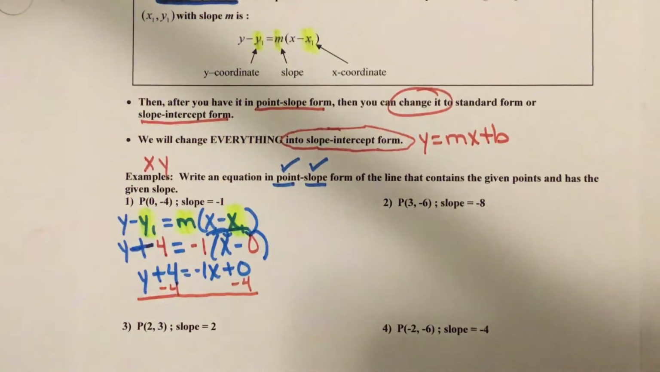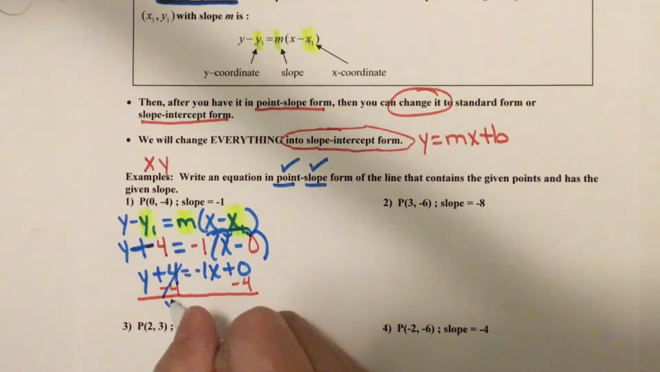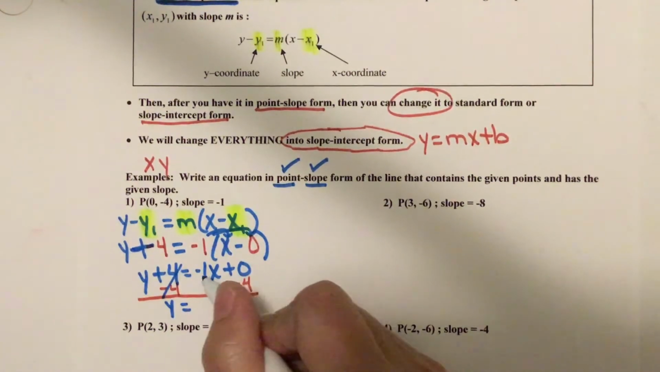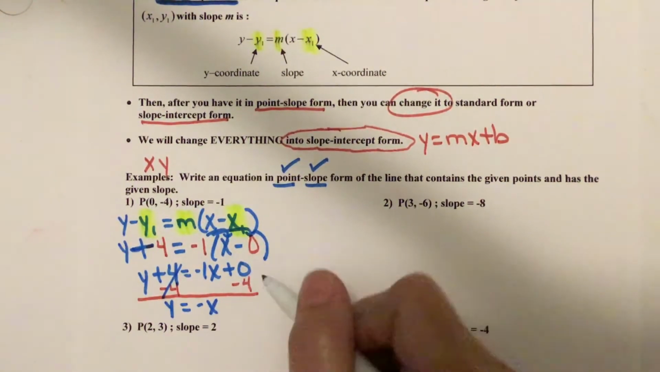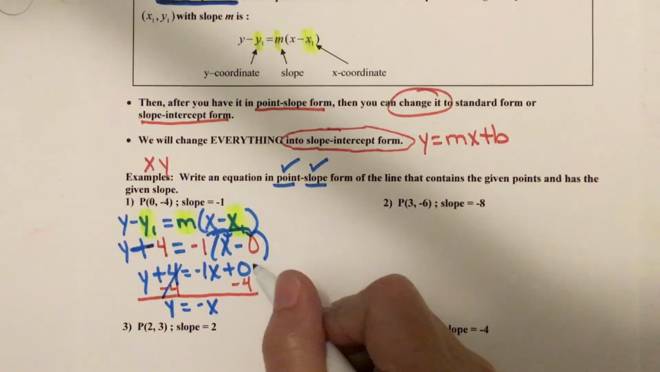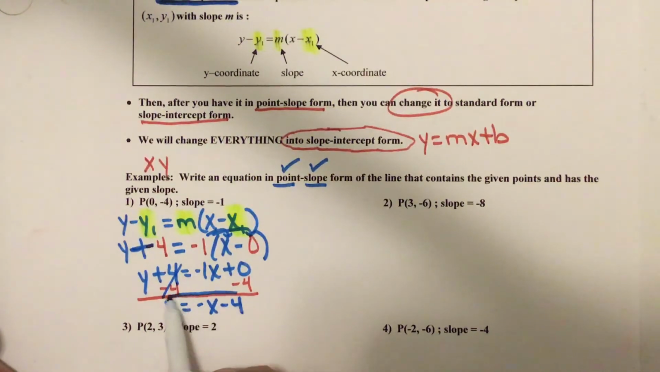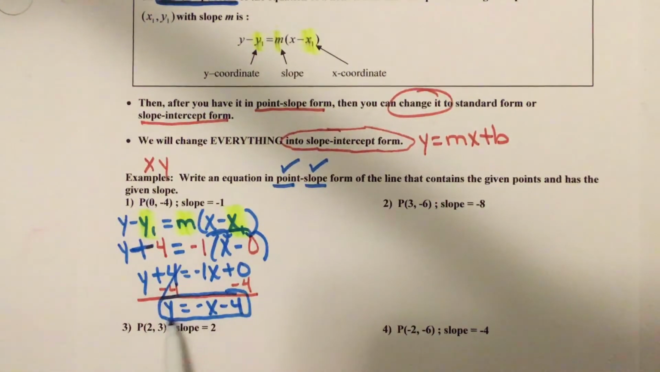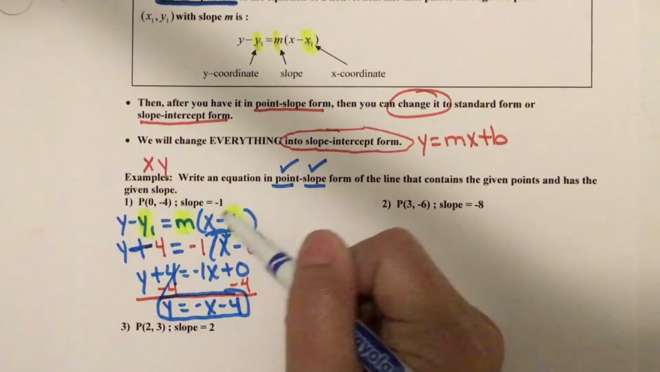And now things start dropping like flies. 4 minus 4 is 0. Drop the y. Drop the equals. Drop the -1x, which I can just write as -x. And then I calculate 0 minus 4, and that makes -4. And that's my answer. So this is the equation of the line in slope-intercept form that goes through this point and has a slope of -1.